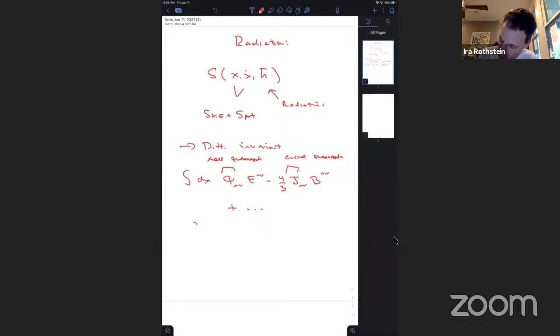At this point, Q and J are functions of X^i and X dot^i, and we don't know what those functions are. Our job is to figure out what they are. In terms of fixing these coefficients, that's called the matching procedure.